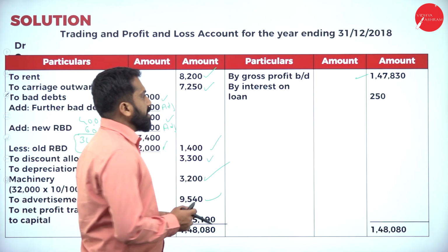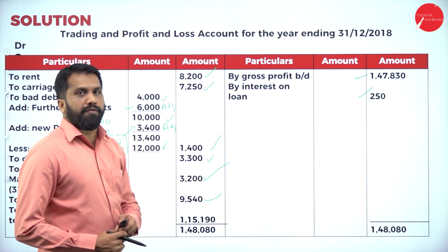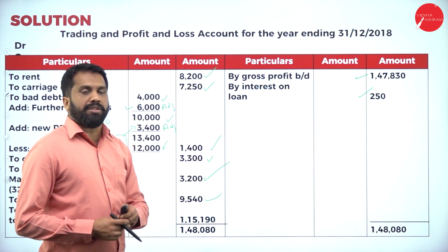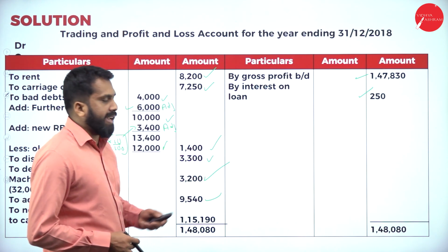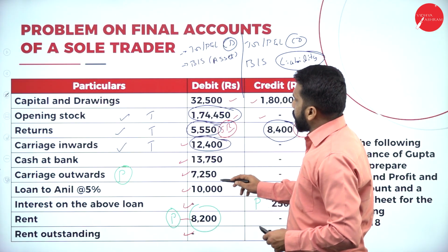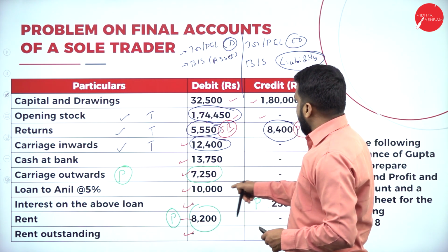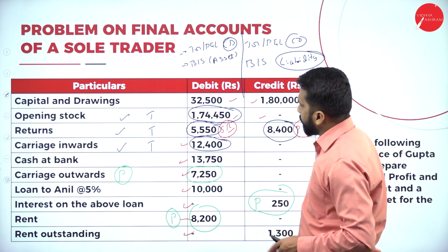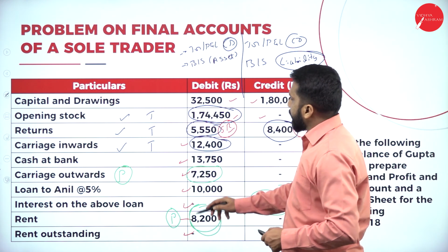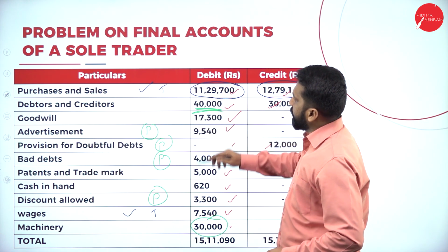1,47,830. Then interest on loan, it is given. So we should consider 250. Now, I'll go back to your question. I'll show you whether we have taken everything or not. Now, P&L, carriage outward, we have considered. Interest on annual loan, 250 we have considered. Rent we have considered. Then we have considered this.